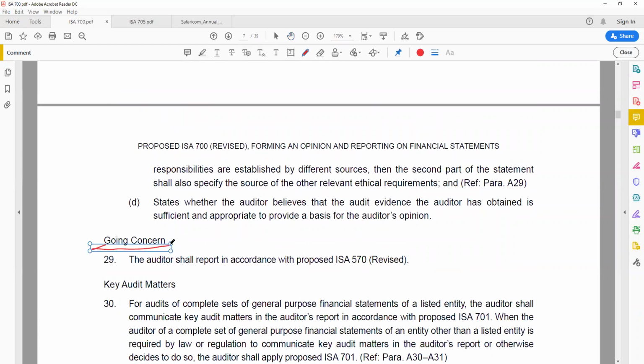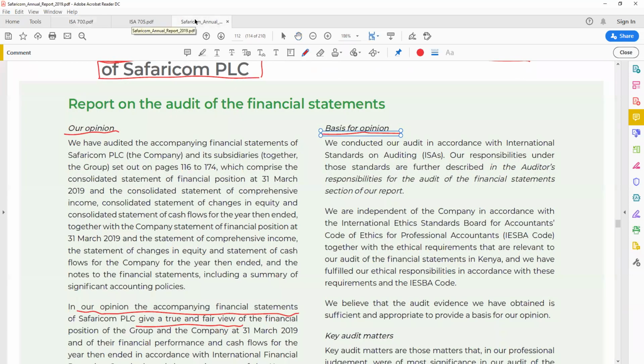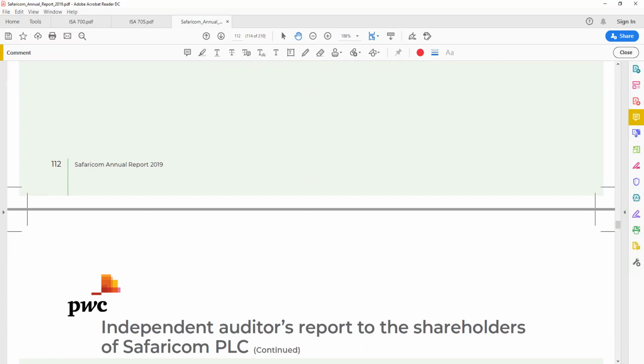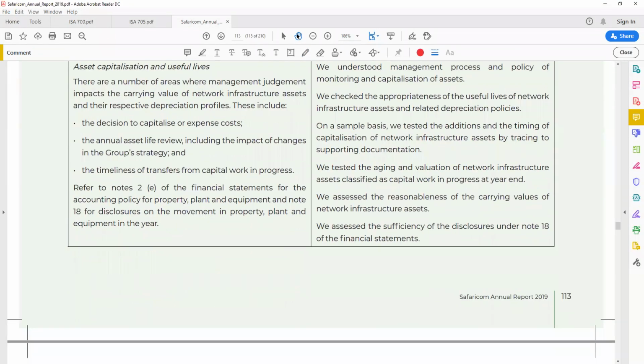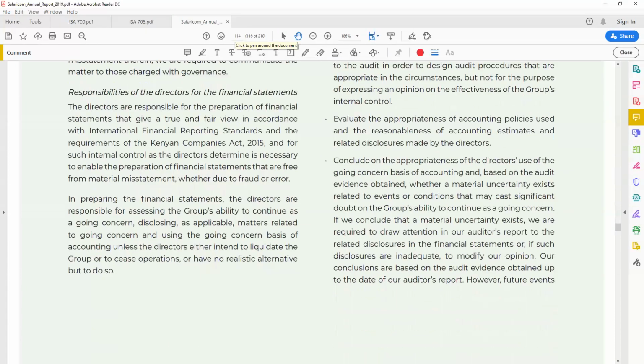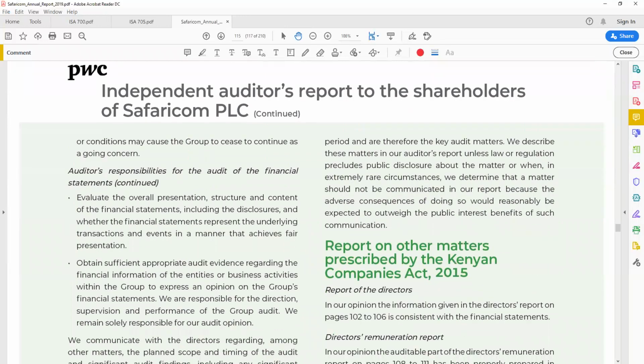Next, you may want to state the company's going concern. Next is the company going concern. Just go back to the accounts of Safaricom. The company going concern. I did not include it here. Just a minute.